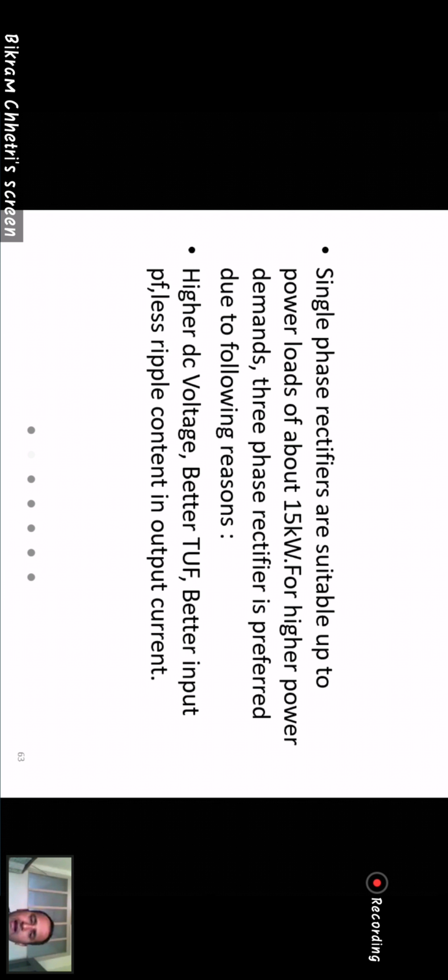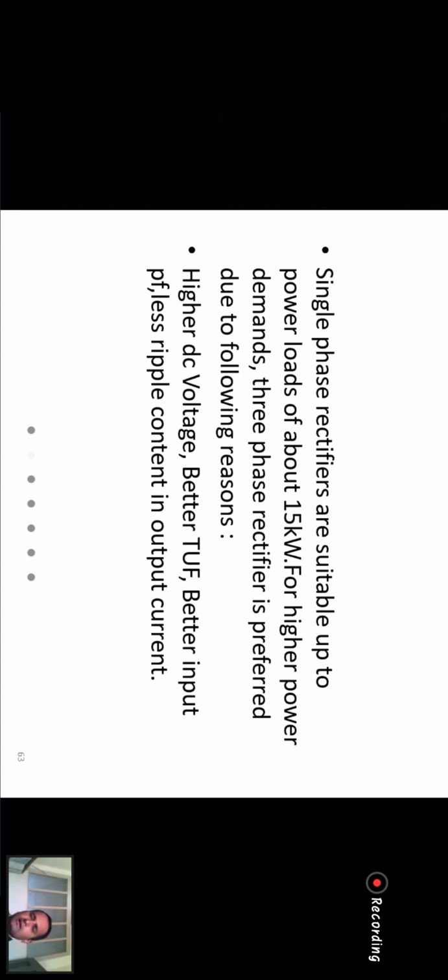It has a higher DC voltage and a better TUF, transformer utilization factor. It has a better input power factor. We need to consider the power factor also. The input is AC, right? The output will be DC, so we are converting from AC to DC, which is rectification, but the input power factor should be good. It also has less ripple content in the output current.